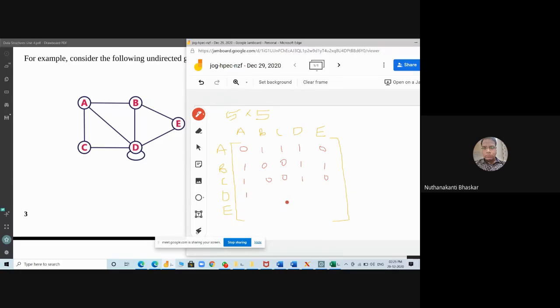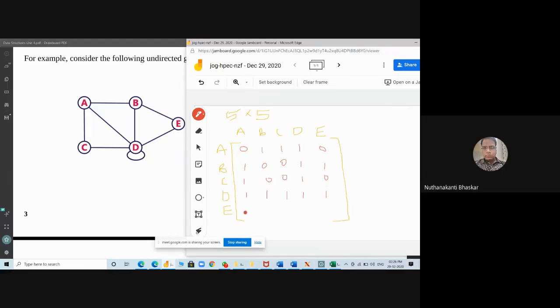D to A: 1. D to B: 1. D to C: 1. D to D: 0. Observe D to D. Check the graph here. Is there a loop or not? Yes, sir. This self loop is there, so it is 1. D to E: 1.